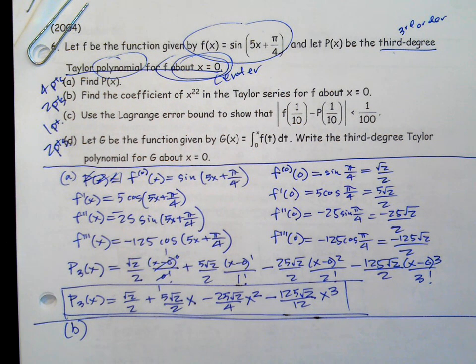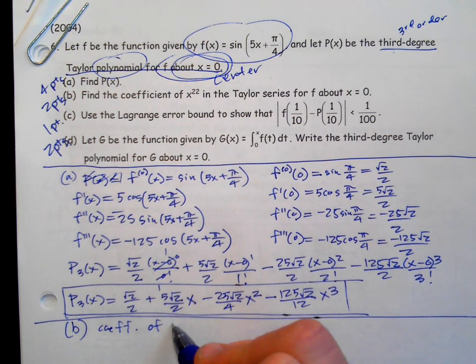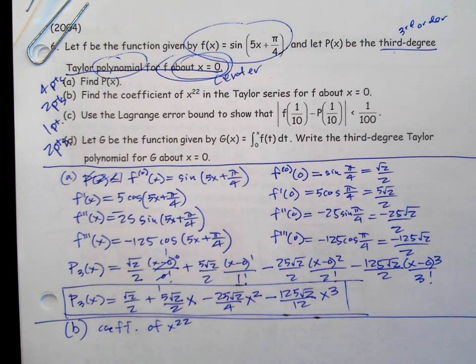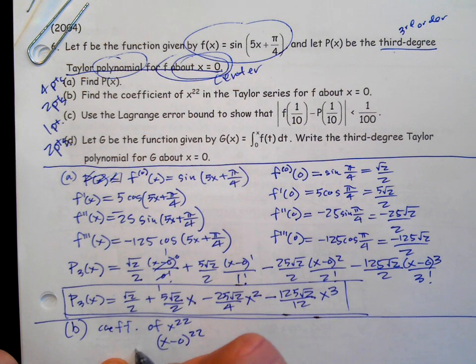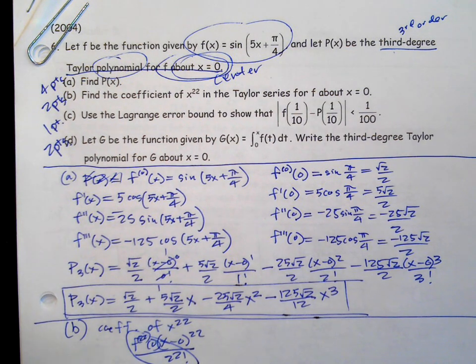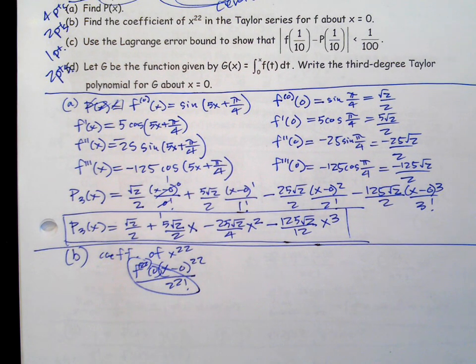B, find the coefficient of x to the 22nd power in the Taylor series for f about x equals 0. Oh, that sounds like questions I was asking you on the Unit 8 test. So we want the coefficient of x^22. That term is going to be x minus 0 to the 22nd power, the 22nd derivative at the center over 22 factorial. The 22 factorial makes up part of the coefficient. So we've got to find the 22nd derivative.